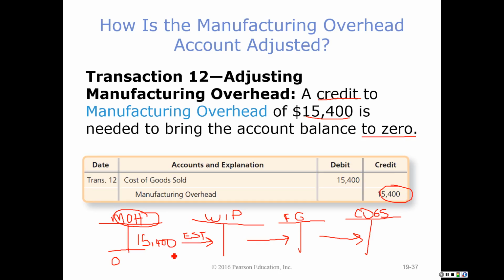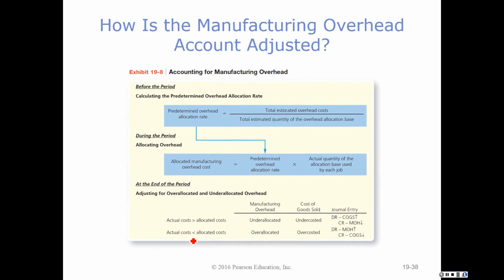I've put too much overhead into work in process, and in order to correct it, I would have to debit manufacturing overhead and credit cost of goods sold. And when I credit cost of goods sold, what am I doing to it? Notice our little arrow here. I am decreasing it. Why am I decreasing it? Because I originally put too much manufacturing overhead out there. Okay, so we have to adjust our estimate down to actual at the end of the period.